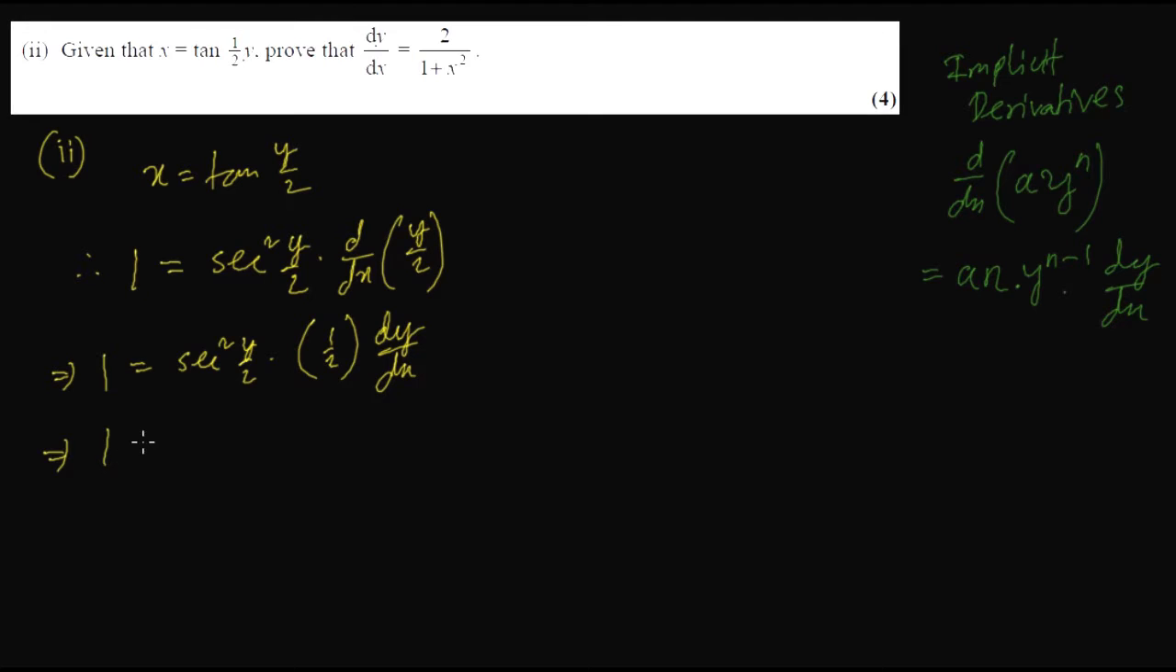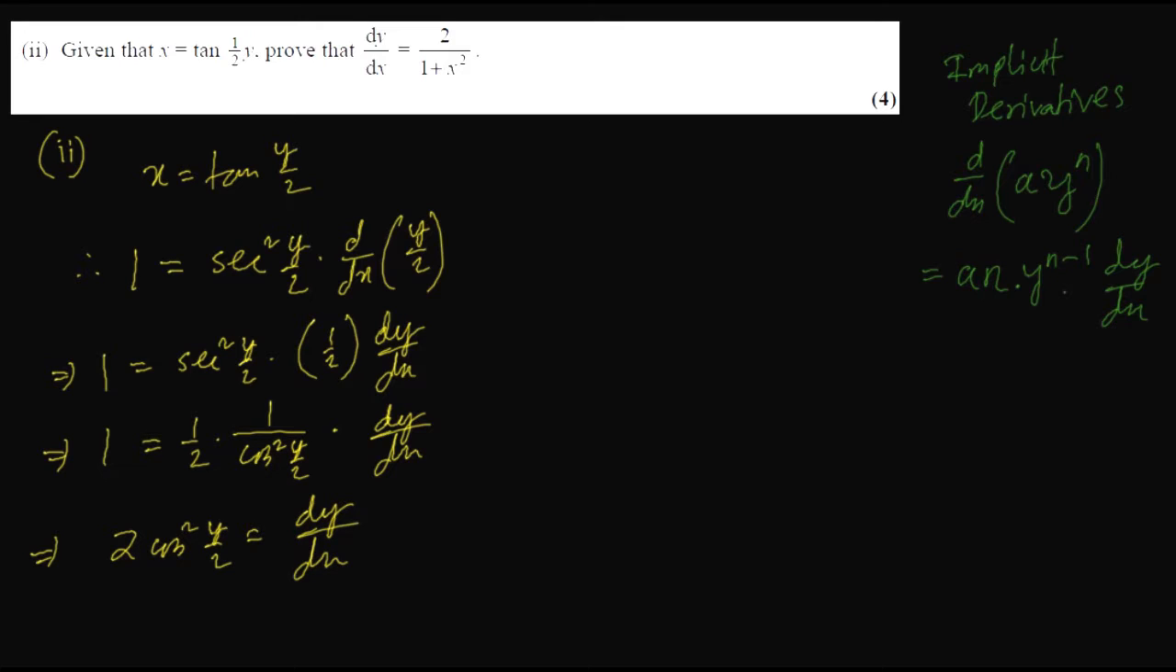So let's simplify. 1 equals, now we can write half into sec squared y by 2, and sec squared theta is the reciprocal of cos squared theta, theta being y by 2. This is dy by dx. So now what we can do, we can send this to the other side. So we can write 2 into cos squared theta equals dy by dx. So this is what we can write.